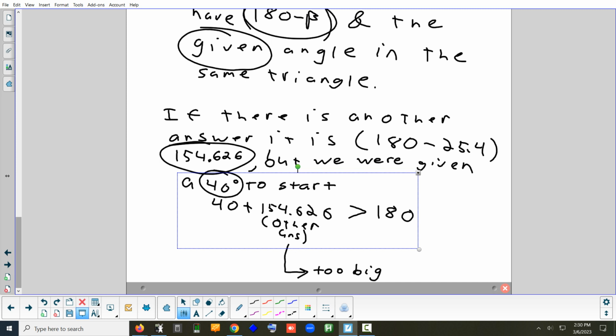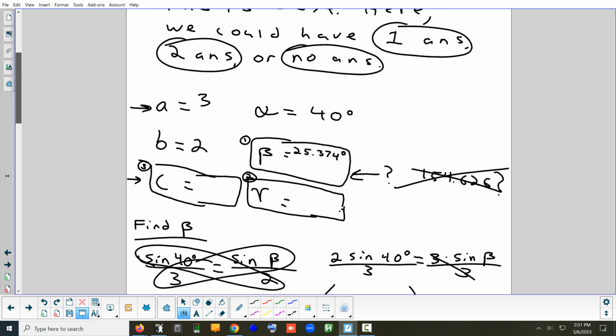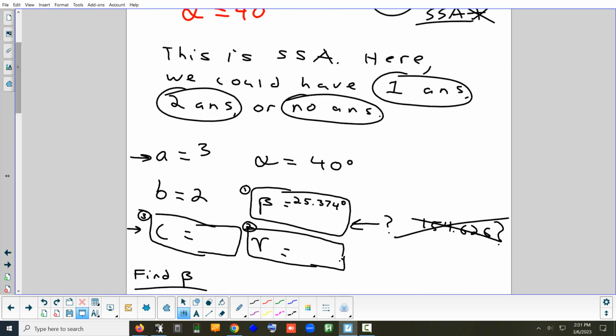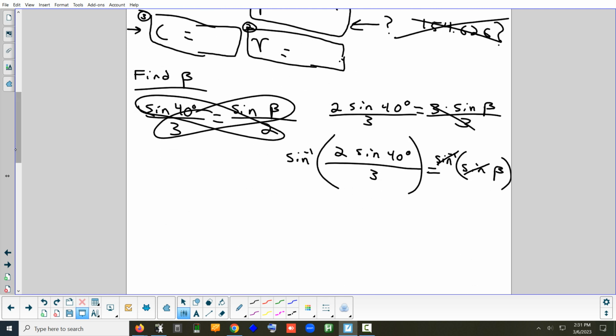Okay, so two questions. Any concern how I got this 154.626 or how I figured out that it was too big? You need to be able to do both of those things. And that's how you always do it every time. And this is the only case you have to worry about. You don't have to do this subtract from 180 for any of the other problems we learned today. Just this one. And the reason you have to do it is because of what you did right there. You did inverse sine. That's the first time today we've used inverse sine. That's what happened.